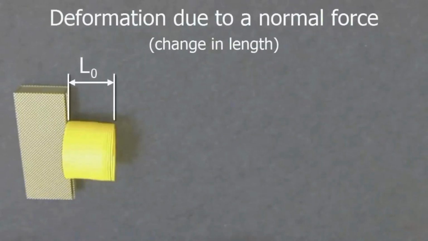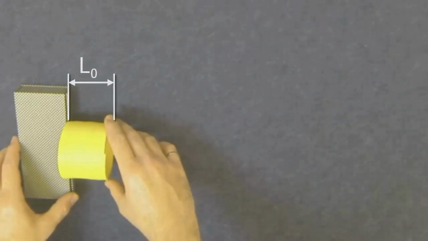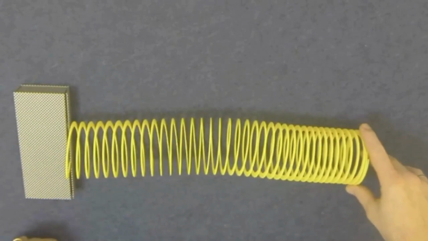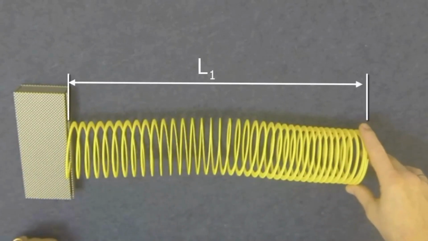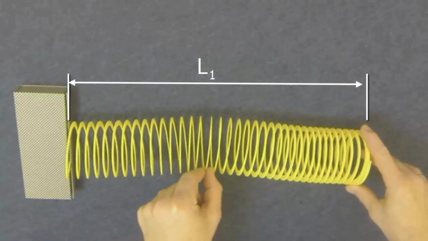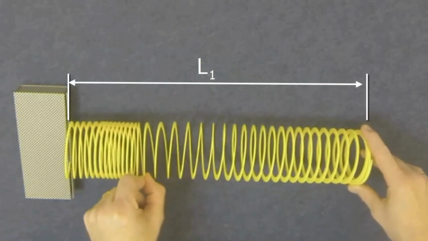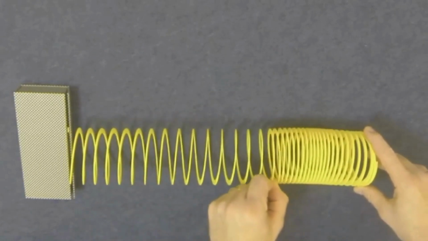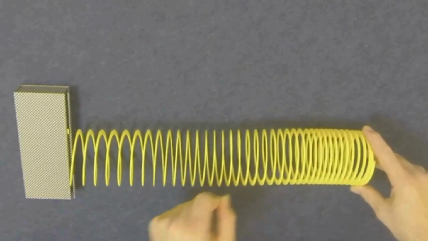First, let's examine deformation due to a normal force. The slinky has an initial length L0. If we elongate it with a normal force, we can stretch it to length L1. We can see by the spacing of the coils in the slinky that the deformation is relatively uniform along its length. However, for more complicated loading scenarios, it is possible to locally change the intensity of the deformation while maintaining the overall deformation. We call the intensity of this deformation strain.